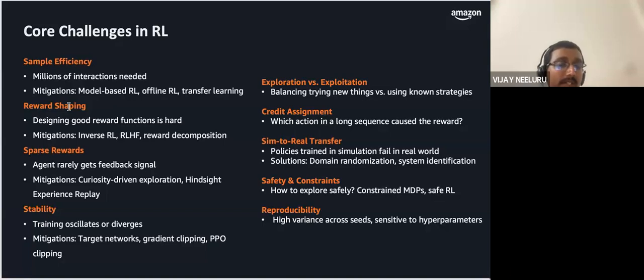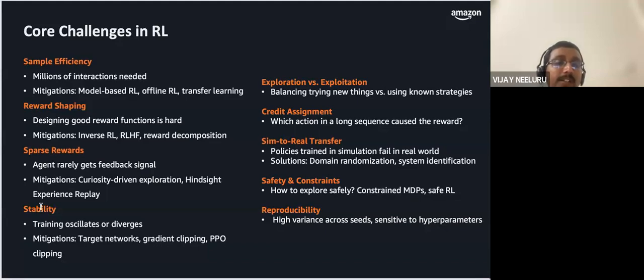The next challenge is reward shaping. The reward function is where you encode what you want the agent to do. If you get the reward function wrong, the agent will do exactly what you specified. So designing the reward function is one of the critical challenges. The solutions to mitigate this: instead of writing the reward function yourself, let the agent learn it by watching an expert, which is inverse RL, and RL with human feedback, which we discussed earlier, and reward decomposition, which breaks the complex reward into simpler components.